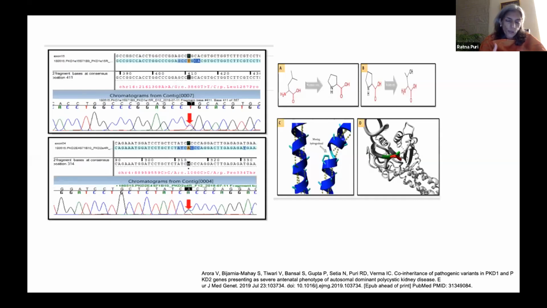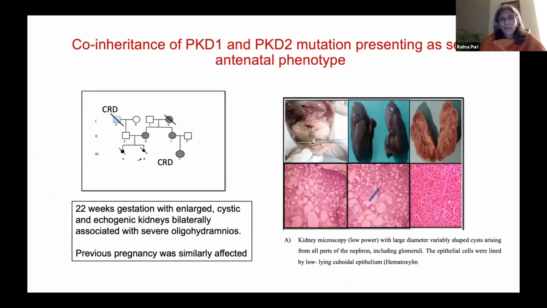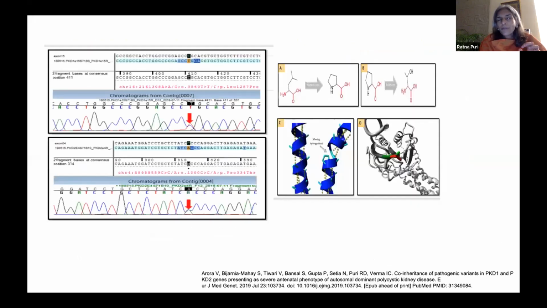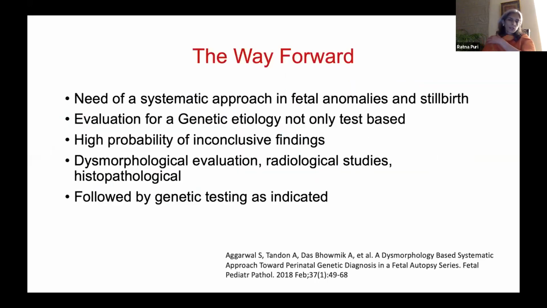Otherwise, I think I forgot to tell everybody that these 2 genes cause autosomal dominant polycystic kidney disease, which is a later onset presentation, where they would present in adulthood with hypertension, etc. So here, because of co-inheritance of both the genes from both the sides, it caused very severe fetal disease. And because both partners were carriers, the risk of recurrence becomes very high.